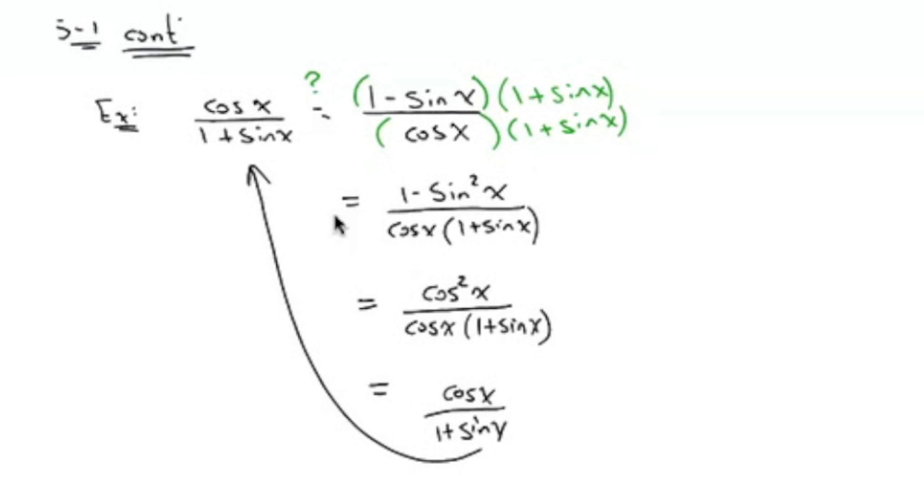The other side. So we just verified that we can use this identity. If I see cosine of x over 1 plus sine of x, I can always replace it with 1 minus sine of x over cosine of x.